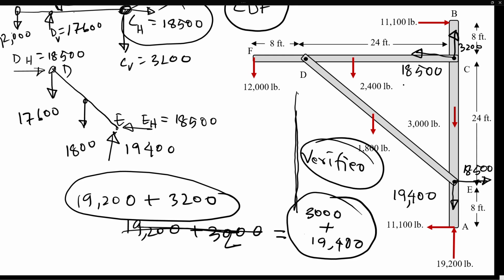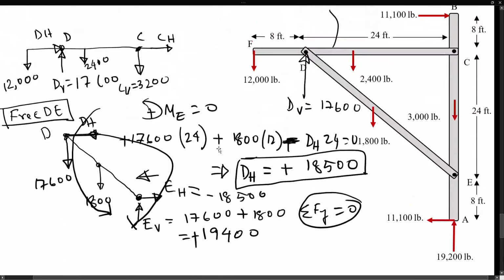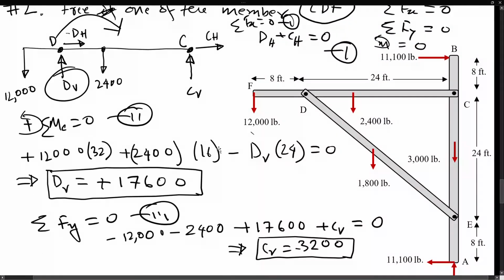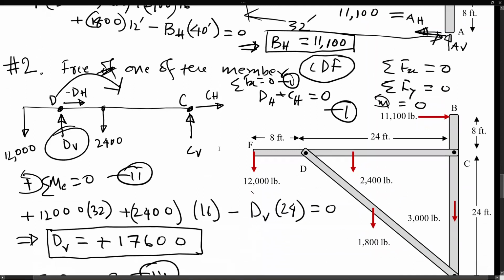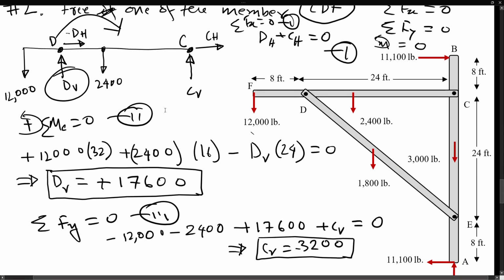You can also verify that you have 18,500 to the left, 18,500 to the right, and also that 11,100, 11,100. So if you do all this calculation correctly, you should be able to verify using the final member of the frame. So just to summarize, going back, first you have to draw the free body and find the reaction forces at each point. Once you find the reaction forces, then free one of the members, it doesn't matter which one, and then complete the free body diagram by having the reaction forces at each point, for example D and C, and then try to calculate the unknowns.